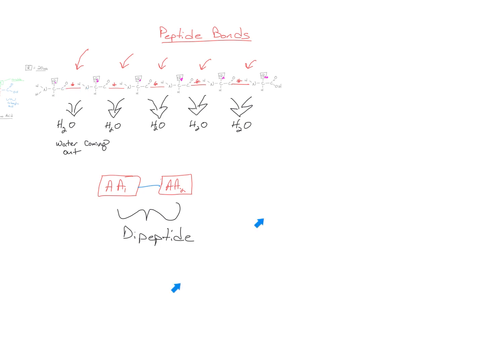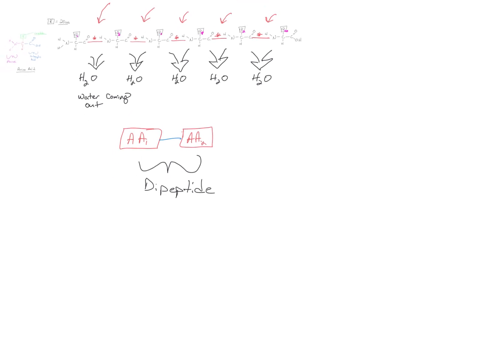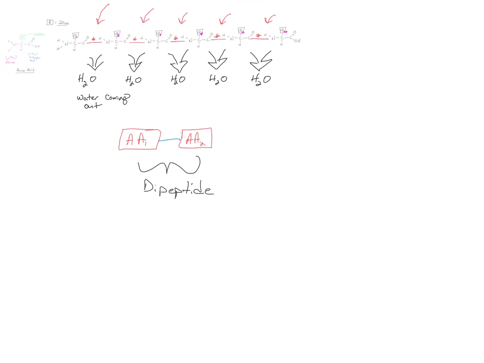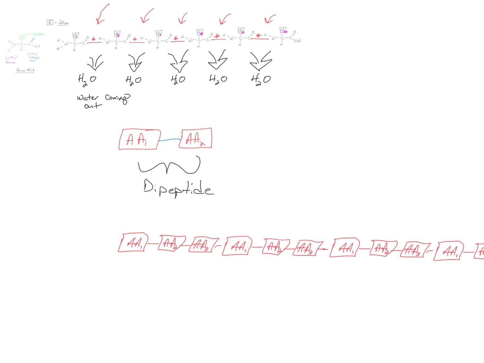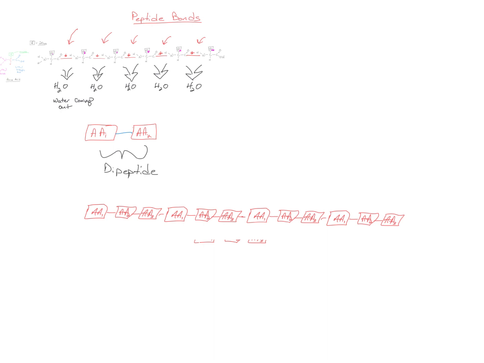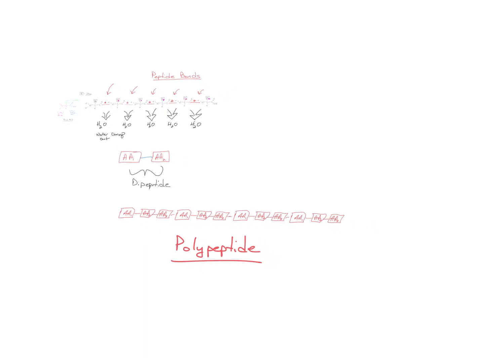Now, if I have a bunch of these put together, one connected to another, connected to another, and they could be hundreds of amino acids long, then we would call this a polypeptide. A polypeptide is a bunch of amino acids that are lined up one after the other.